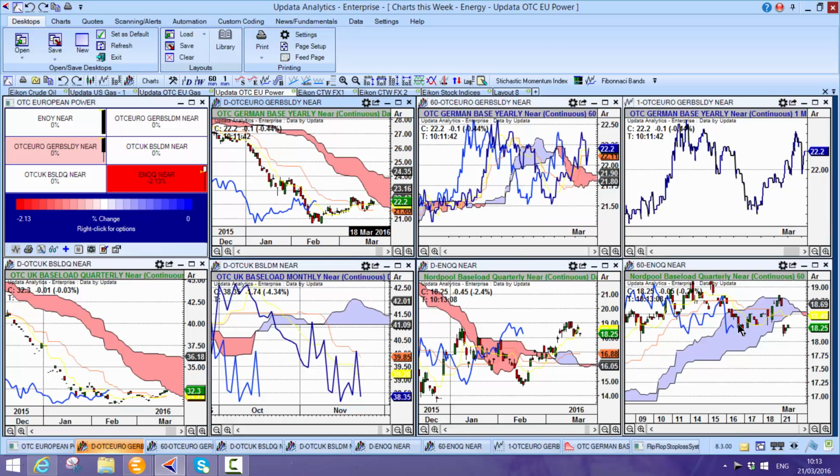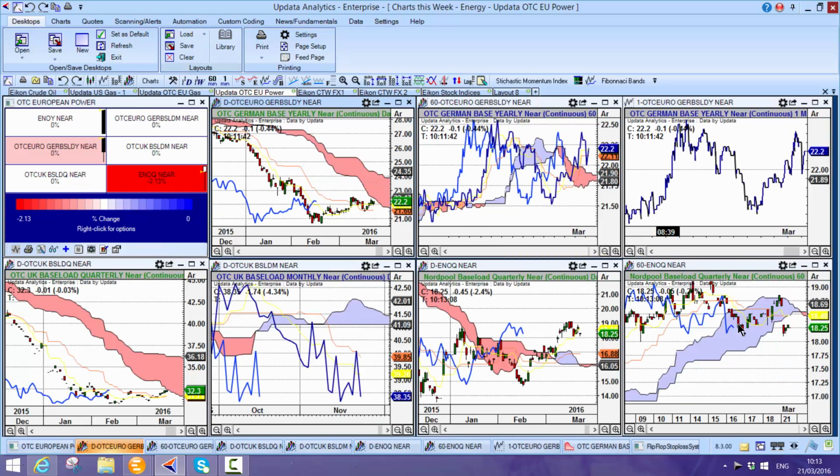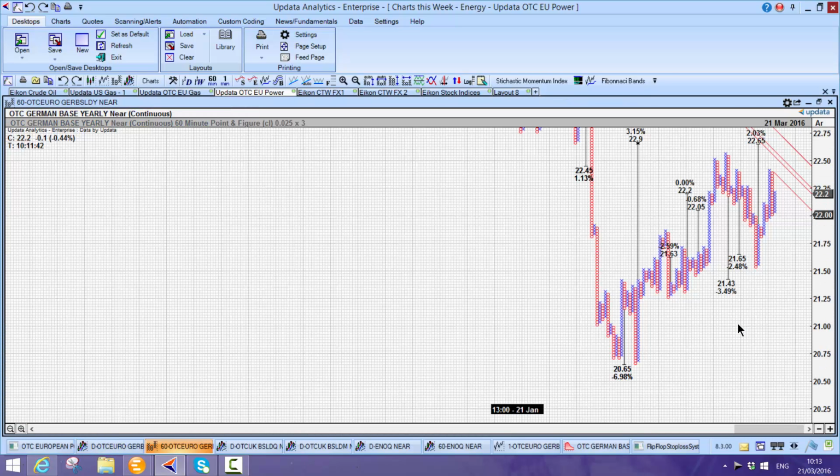If we take a look at German power, we see here we're below the cloud on the daily. German power is trying to recover, but it has been bearish for a very, very long time, and is not yet anywhere near getting through that daily cloud. If we look at the 60-minute chart, Shift T will give you the trends and targets.